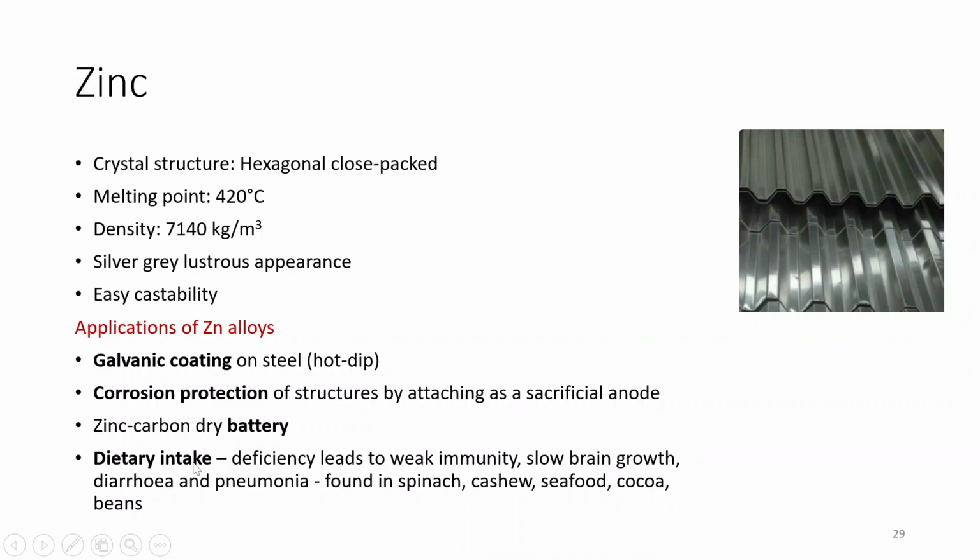And then also in dietary intake, if you have a deficiency of zinc, it leads to weak immunity, slow brain growth, diarrhea or pneumonia. Zinc is found in spinach, cashew, seafood, cocoa and beans, and there are supplements of zinc also available.